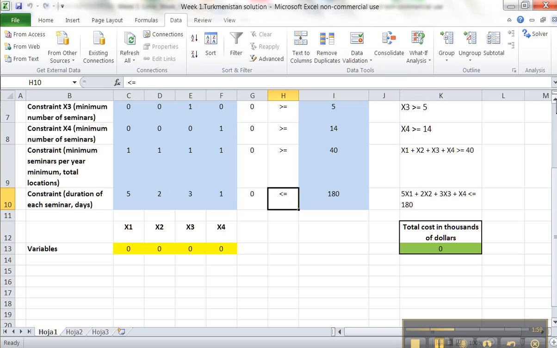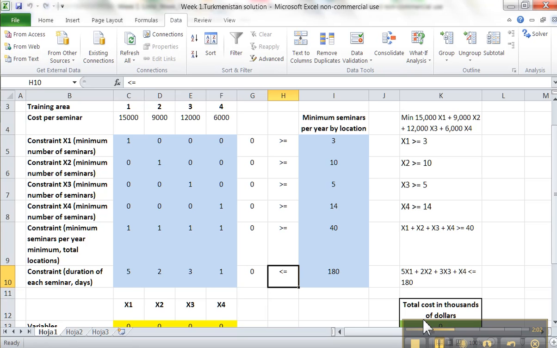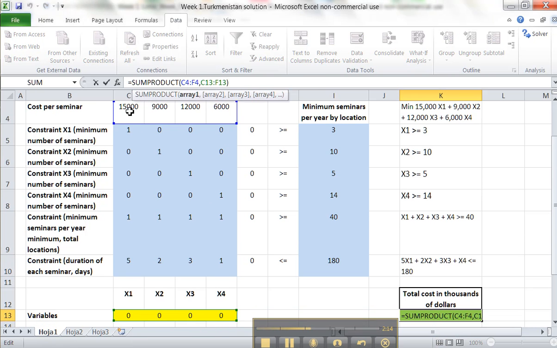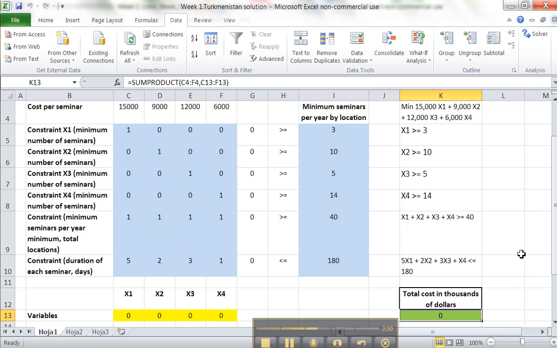Let me do it like this so you can see what the sum product is. If you click on sum product, give me a second. Let me move this. So, okay. If you click here on sum product, what you have is the cost of the first seminar times the number of seminars plus the cost of the second seminar times the number of seminars plus the cost of the third seminar times the number of seminars. And this is the way you calculate the total cost in dollars. This is the sum product function, and you had this in the previous exercise. And so this is the way you build all the data.